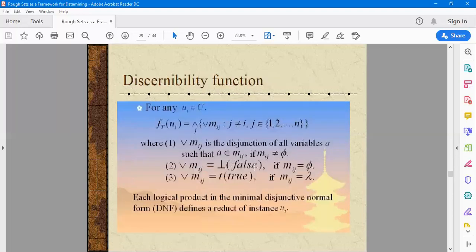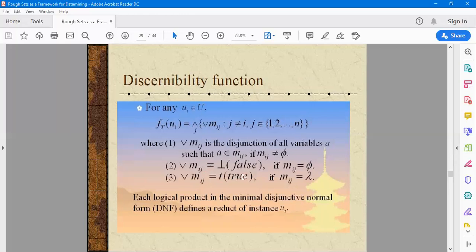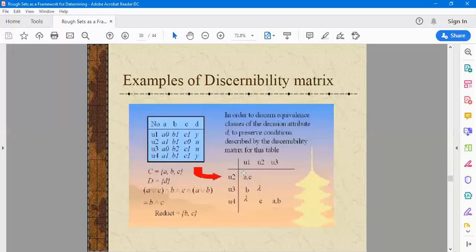Then you use the discernibility function, where you take each value of that discernibility matrix. This may sound a bit mathematical and complex, but by seeing this example, it will become much clearer. You take each value of that discernibility matrix and put it here. This comma here, you replace it with the AND operator. Then next, again you write B and there is gamma or C, then you put the AND operator. And in between, you put the OR operator. Similarly, you find your discernibility function.